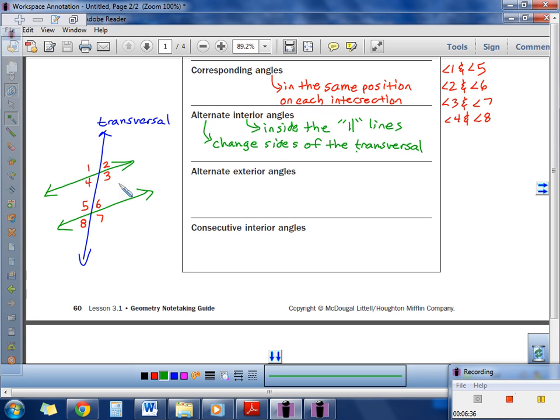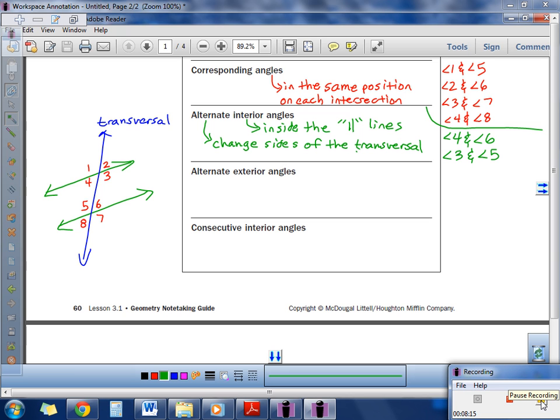What other one is alternate interior to that one? So, first thing we got to do is alternate. We got to change sides of the transversal. So that means I'm going to switch over, and I actually slide down. 4 and 6. There's one other pair of alternate interior angles. 3, switching over, 5. Good job.